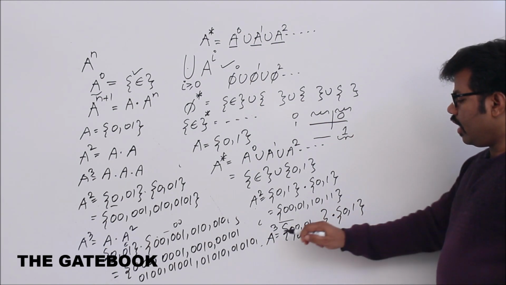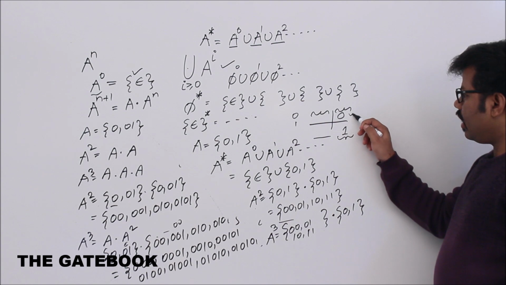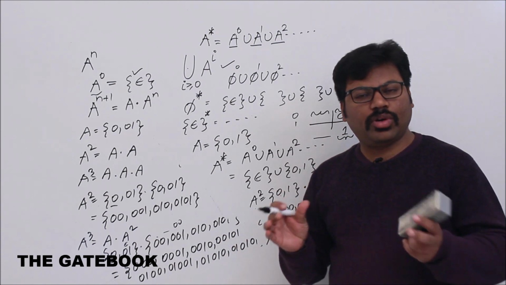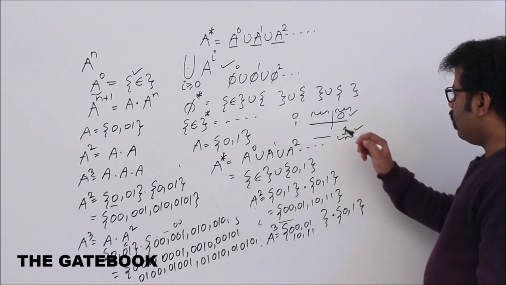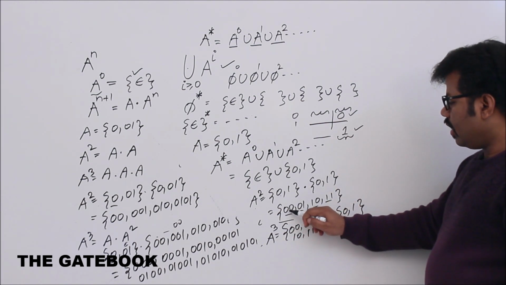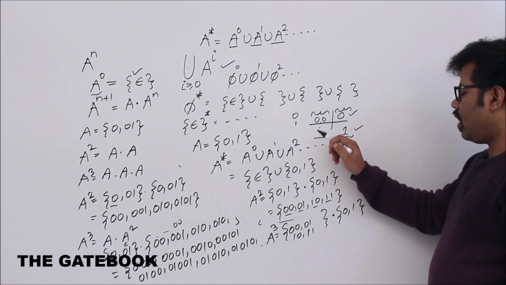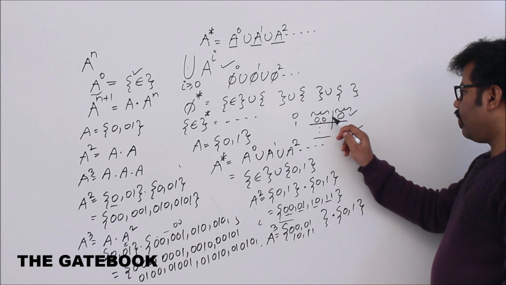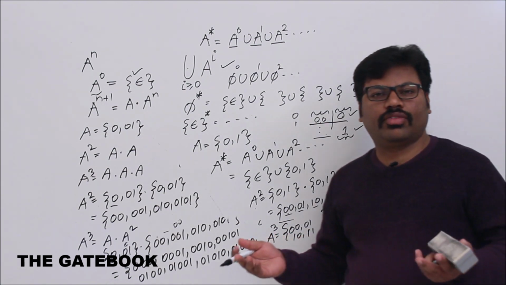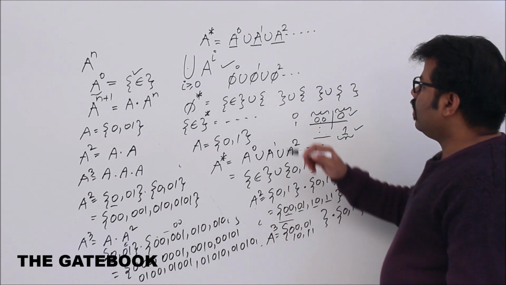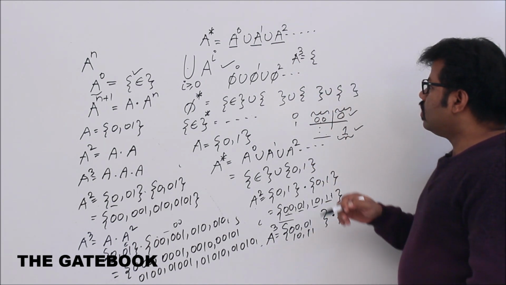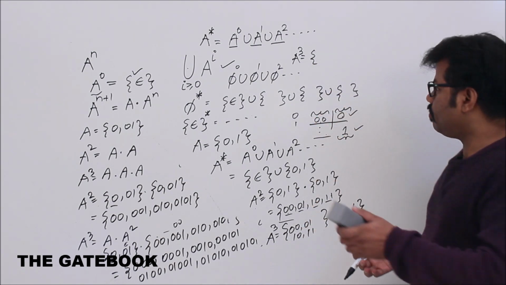Now we have to ensure that A cube contains all possible strings which are ending with 0, and all possible strings which are ending with 1. Then it is nothing but proving that we have all possible strings of length 3, correct? Because A square already contains all possible 2 length strings, when you concatenate all possible 2 length strings with 0, and all possible strings of length 2 with 1, then you get all possible length 3 strings, right? So that's why I can say that A cube is nothing but all possible 3 length strings of 0s and 1s. Similarly, A to the power of 4, A to the power of 5 you can argue.